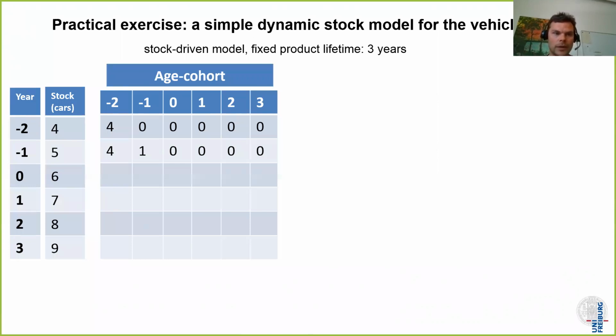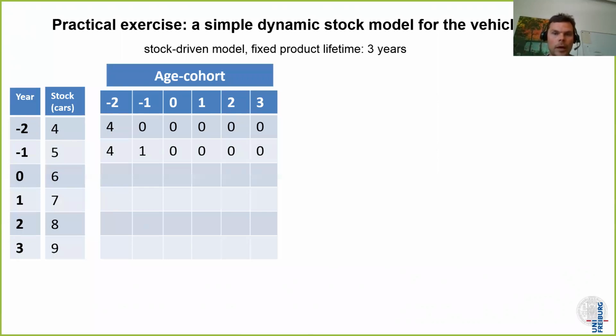We want to build up the stock. So what we already know is that 2 years ago, we first introduced the product cars, so we needed to consume 4 cars. And last year, we had already 4 cars from the year before, and they were still in stock because the lifetime is 3 years fixed, so they hadn't reached the end of the lifetime. And to reach the stock scenario, 5 cars, we need 1 more car.